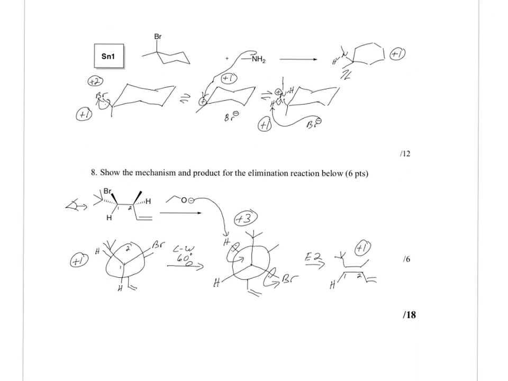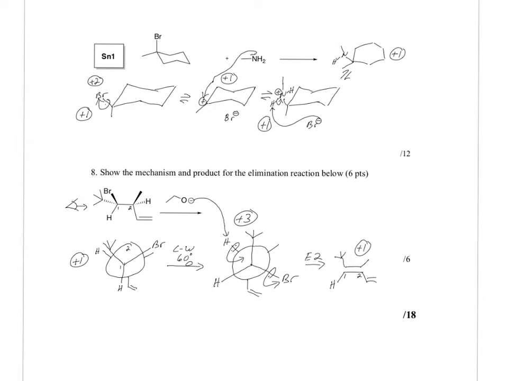Number 8, key here is another E2 reaction. It's telling you it's elimination, reactive nucleophile, so it's not going to be SN2. Wedges and hatches, you need to draw a Newman projection. So draw a Newman projection, this eclipsed. You need to get the H on carbon 2 and the bromine on carbon 1 anti-periplanar because they're going to do an E2, so they need to be 180 degrees apart.